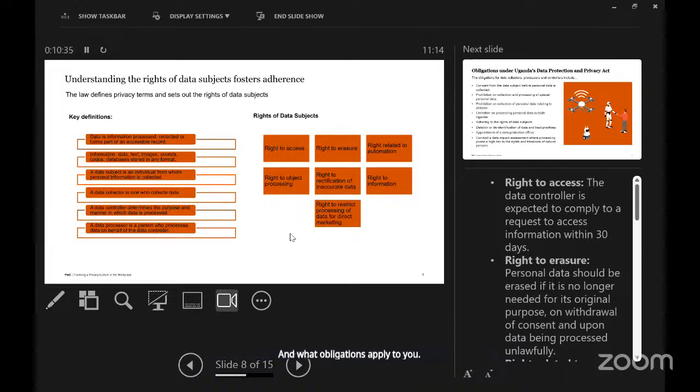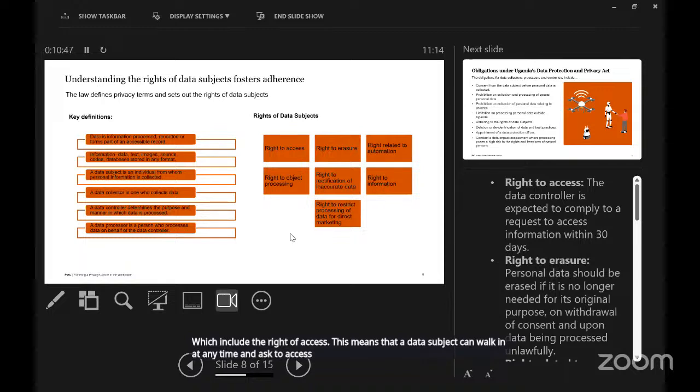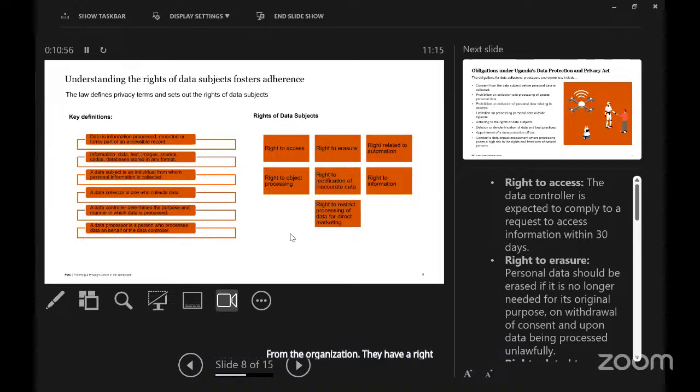The Act goes ahead to define the rights of the data subjects, which include the right of access. This means that a data subject can walk in at any time and ask to access the information that they gave to you. So for example, if you have a former employee who has since departed from your organization, they have a right to come and ask you for the information they provided to you. So for as long as you have that information, they have a right to get it. Unless you have a lawful excuse, that right is something that you have to comply with.